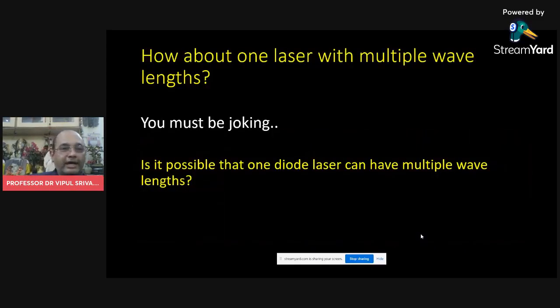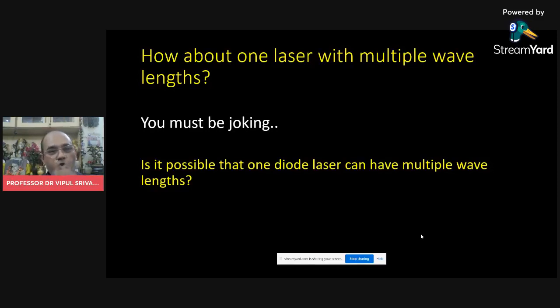So again, the question comes: how about one laser with multiple wavelengths? Till a few years back, it was a concept nobody even thought of. Like I just said, not a single wavelength is sufficient for all procedures. If somebody had asked me a few years back whether we could have a laser with all these wavelengths, or 3 or 4 wavelengths, the simple answer would be, no, you must be joking. But it is possible now, as we have one diode laser which can have multiple wavelengths.